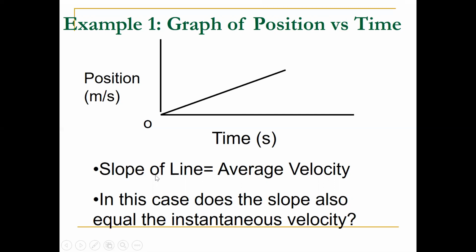So this is actually an indicator, and we'll get to that later as we move further into the course. The slope of the line is equal to the average velocity. In this case, does the slope also equal the instantaneous velocity? Well, I answered that for you. Yes, it does, because constant means that any instant is the same as the average.